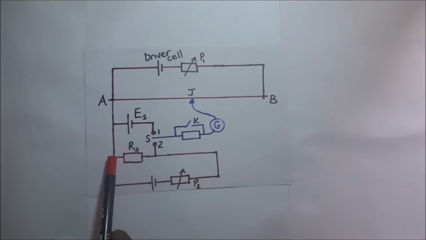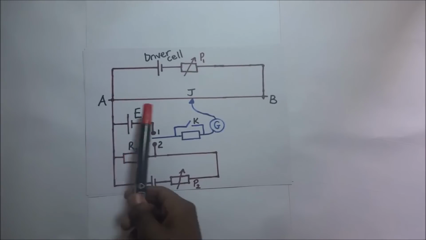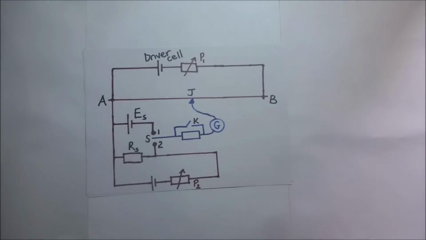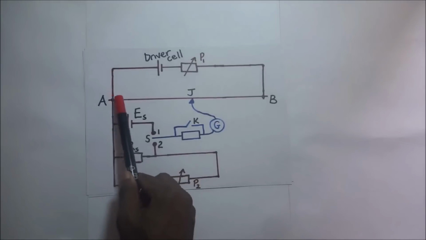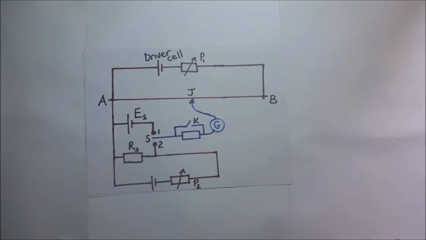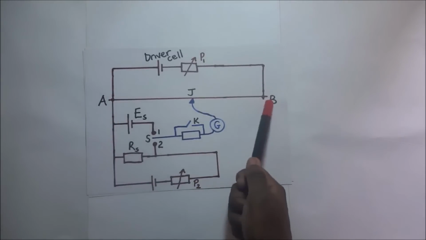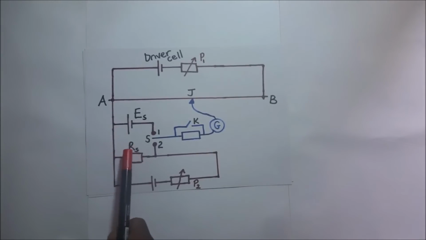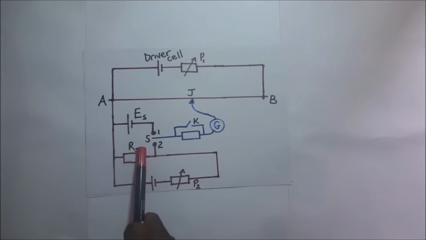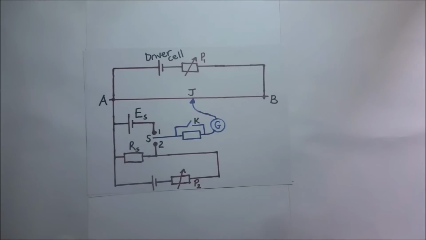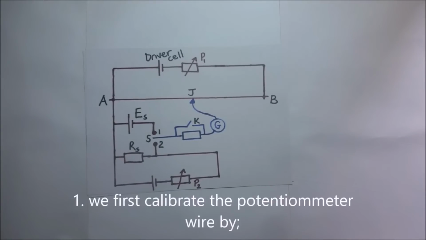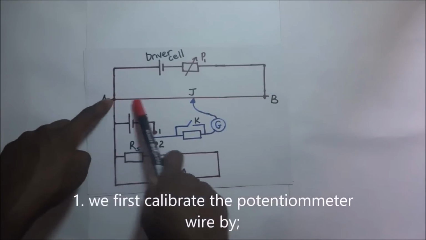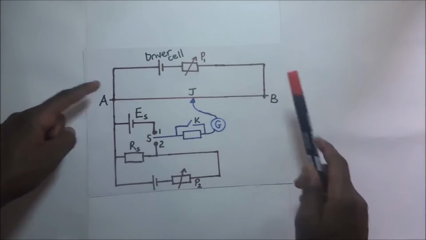For us to be able to find the amount of current going through Rs, we need to first find the PD per unit length. So the two major steps here: first, to find the PD per unit length of AB, which is the same as saying we first calibrate this potentiometer. Then after finding the PD per unit length of AB, we'll go ahead and find the amount of current going through this resistor Rs by balancing this Rs against the slide wire. So to begin our experiment, like I said earlier, we first calibrate the potentiometer wire AB to be able to know the PD per unit length.